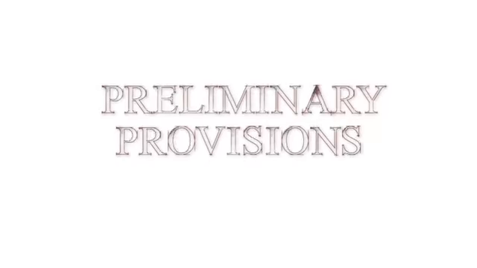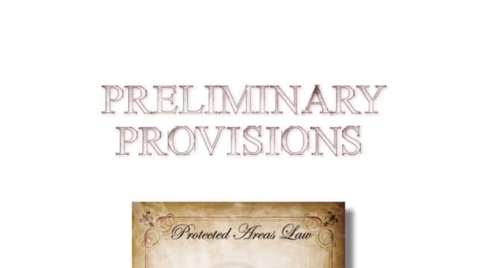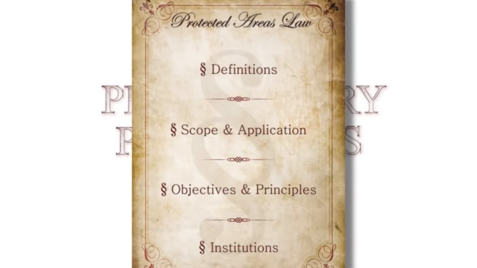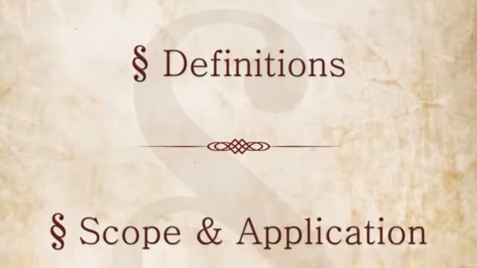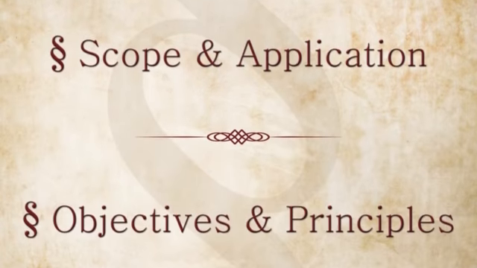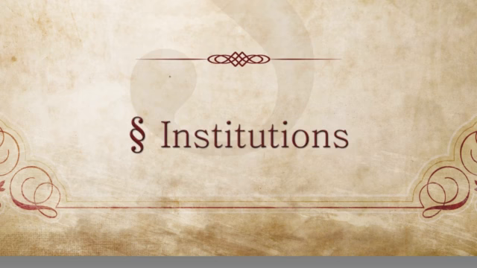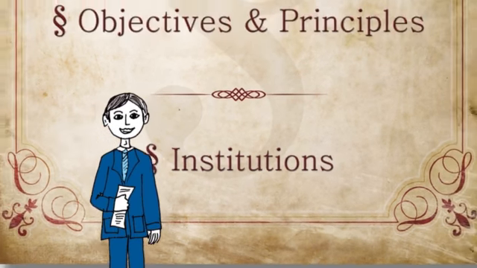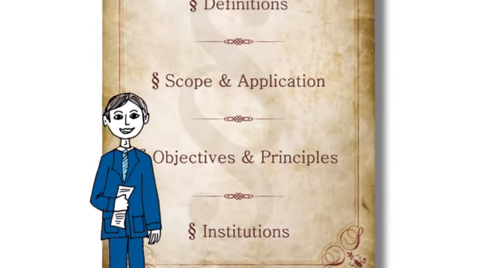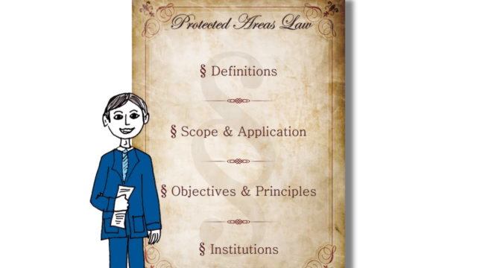Preliminary provisions. Most protected areas laws contain preliminary provisions on definitions, scope and application, objectives and principles, and institutions. Knowledge of these provisions is key to understanding, implementing, reviewing, or drafting protected areas laws.